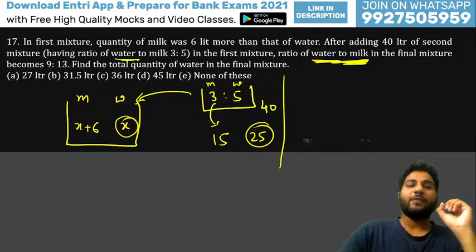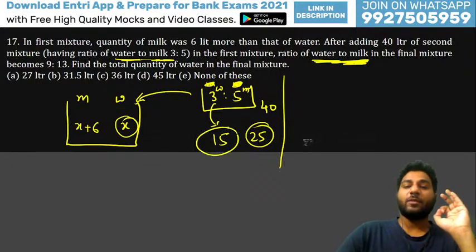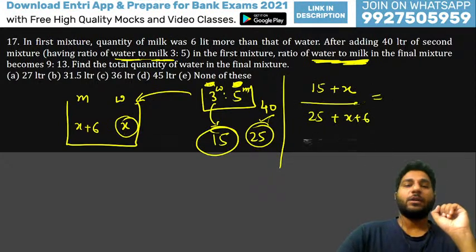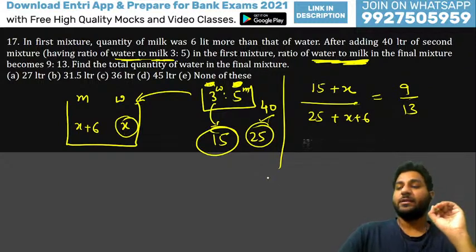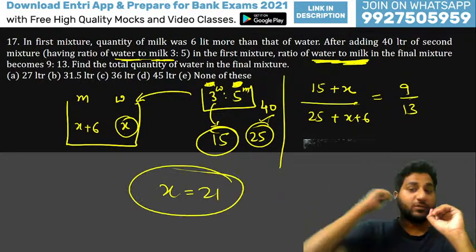Look at this again. Water to milk has been given. I told you. Water to milk has been given. That means water will be 15 and milk will be 25. Now water will be added with water. That means 15 plus x water, and milk will be 25 plus x plus 6, divided by what? 9 by 13. Look at the number 9 by 13. They want you to calculate and you don't need to get stuck. So x will come as 21 once you solve the equation.